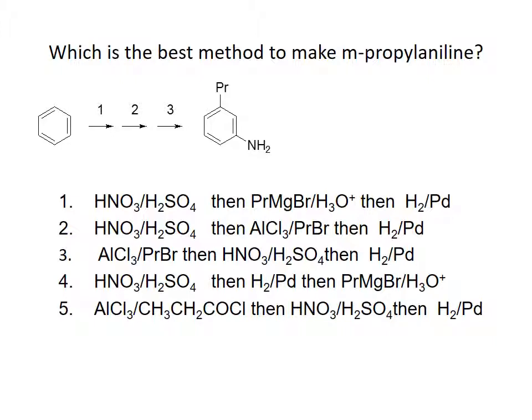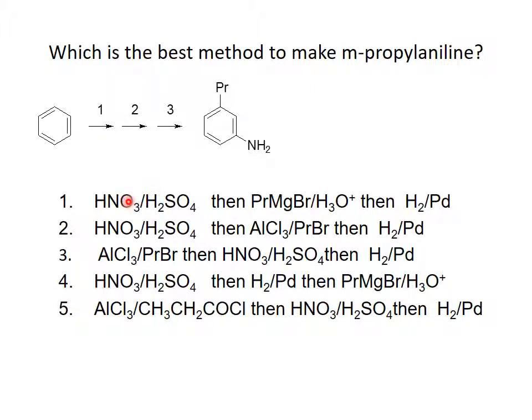What is the best method to make m-propylaniline? The Pr there stands for propyl. Well, I know it's going to be 3 steps, and if I look at these selections, let's go ahead and see which one of these 3-step selections will actually give you the product that you want. Let's start at the top.